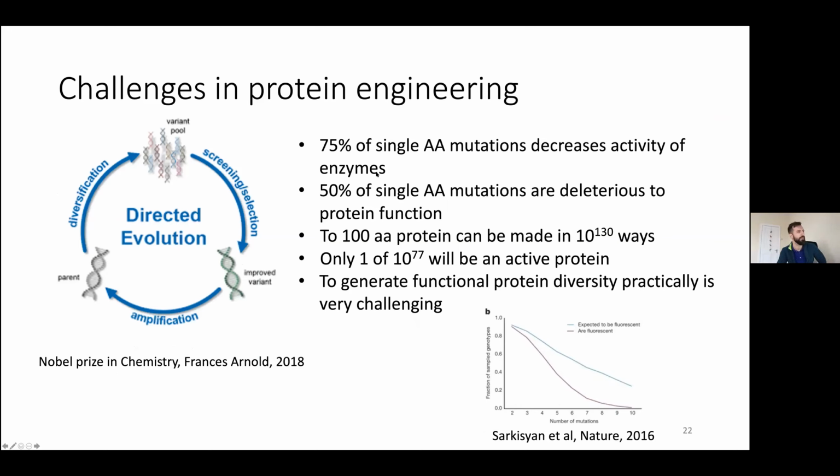The challenge, however, is that every single mutation introduced into the protein basically results in loss of function, and you need to do lots of iterations in order to identify anything that is active. One way to exemplify it: by introducing, say, 8 mutations, the fraction of samples that will be active, the probability, is almost 0. And that's why getting this protein diversity is practically very difficult.